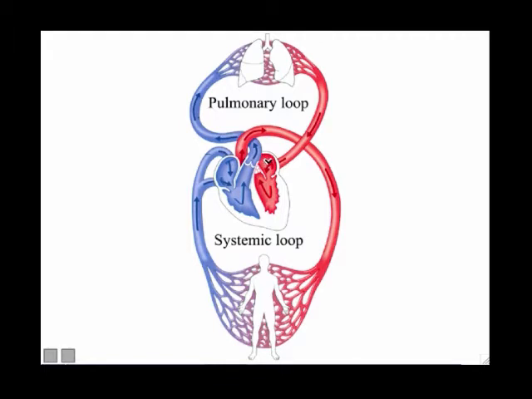If we go down towards the lower part of the heart, you can see there are two kind of V-shaped chambers. Those are called the ventricles. This one here is the right ventricle, and this one here is the left ventricle. So the ventricles are the pumping chambers of the heart in the sense that their job is to shoot the blood out of the heart.